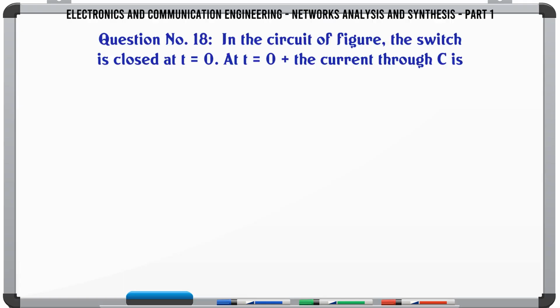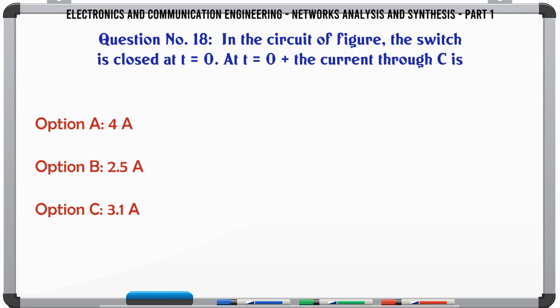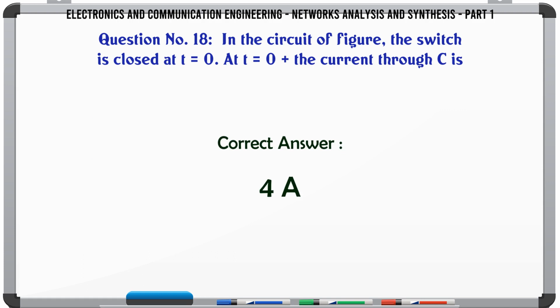In the circuit of the figure, the switch is closed at t0. At t0 the current through C is A. 4 A, B. 2.5 A, C. 3.1 A, D. 0. The correct answer is 4 A.